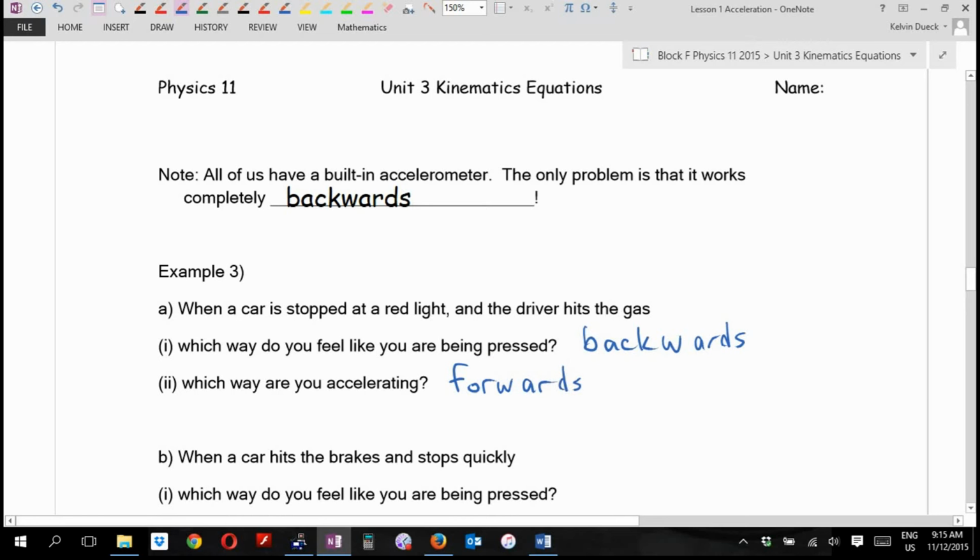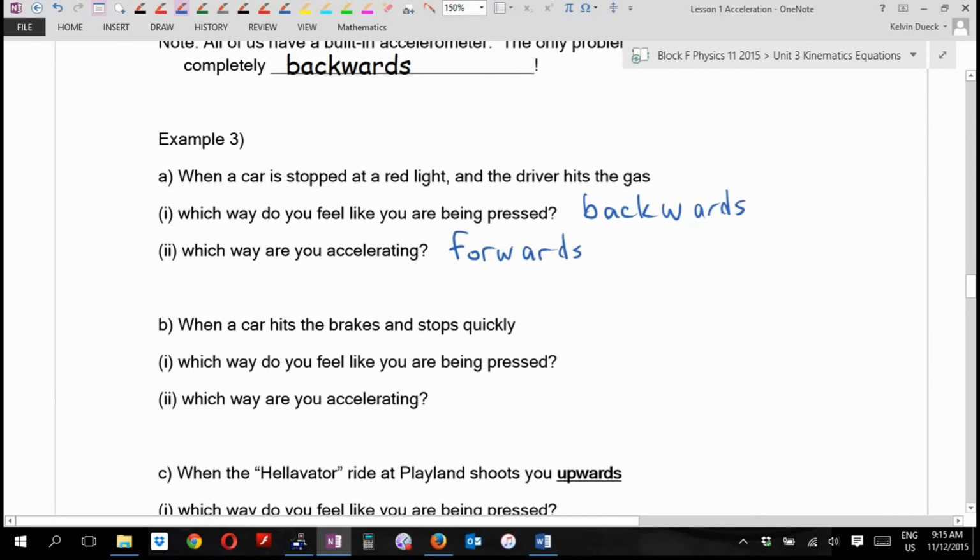Your bodies have built-in accelerometers, Trevor, but they just work backwards. I haven't convinced you yet. Okay, Trevor, you're in a car and the car hits the brakes and stops quickly. When you hit the brakes, slowing down, which way are you accelerating? Forwards or backwards?